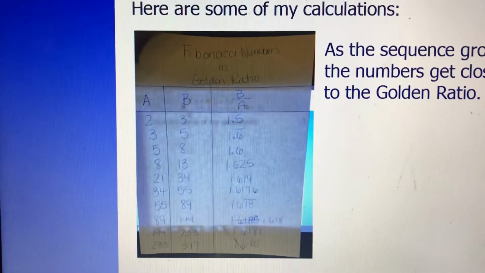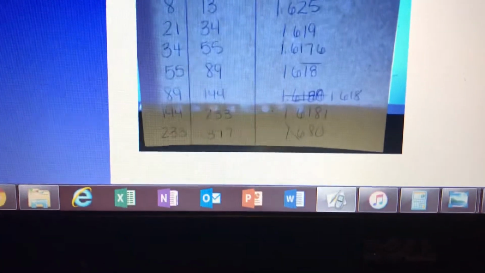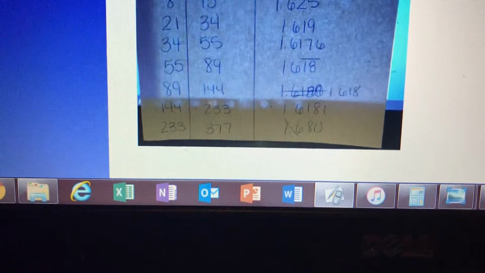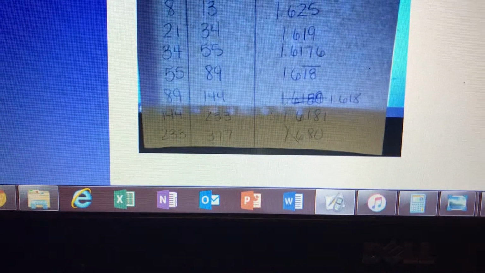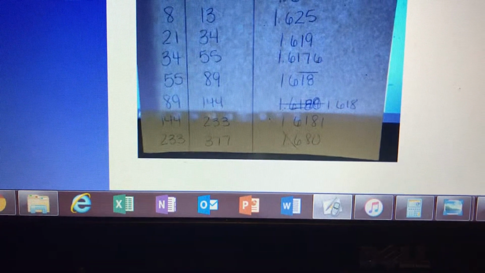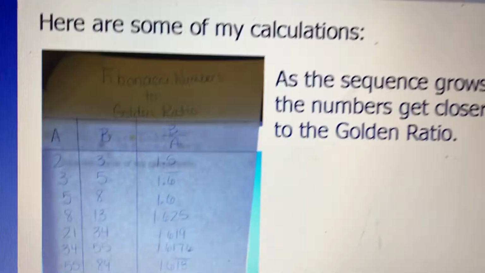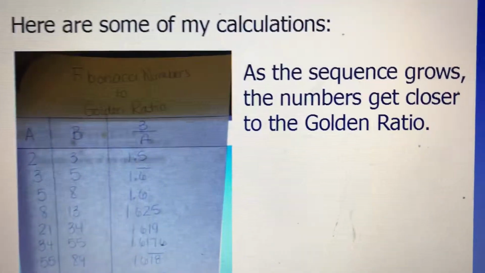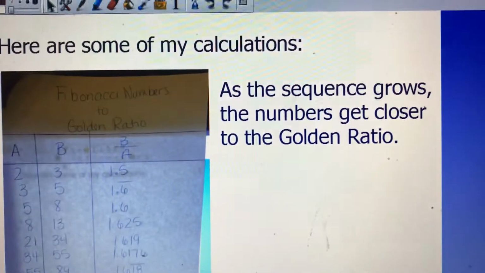So as you continue down to the bottom of where I stopped, you have 377 divided by 233, and you get 1.680. And so I said as the sequence grows, the numbers get closer to the golden ratio.